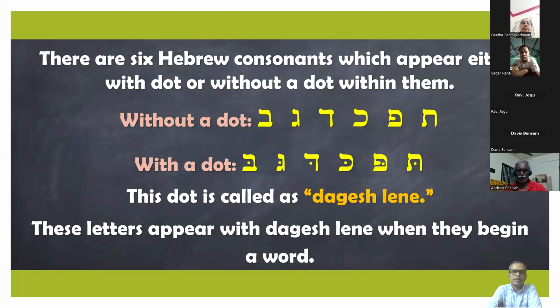Much detail about these things we will learn later on. But why we are learning these letters that appear with a dot and without a dot, that is Dagesh Lene, is because some of these letters, when they appear with a dot, their transliteration will be different. So that difference we need to see. Bet, Gimel, Dalet, Kaf, Pe, Tau.